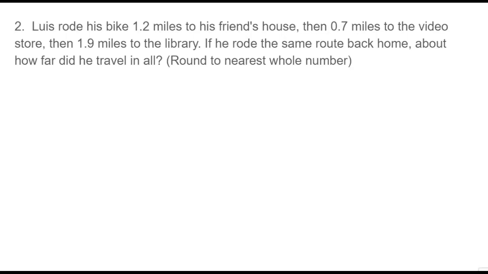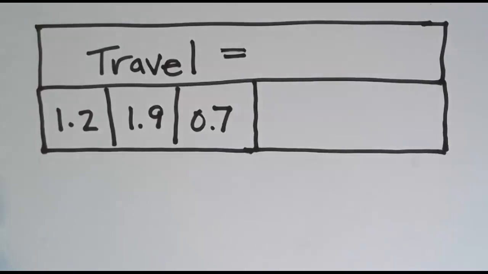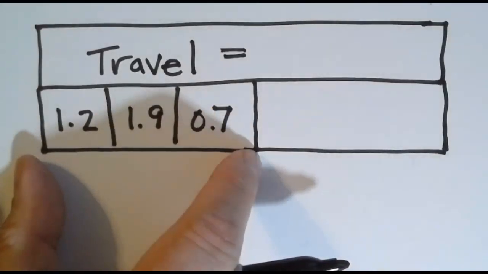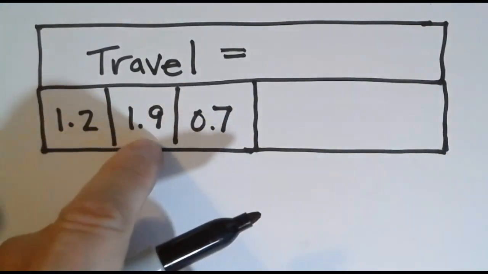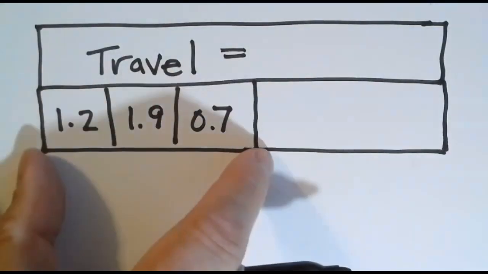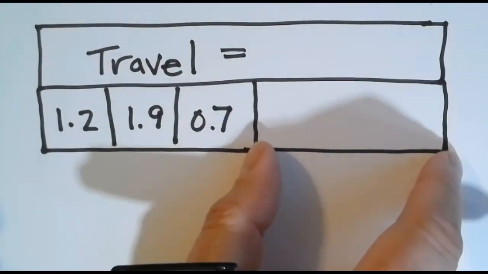Question number 2. Lewis rode his bike 1.2 miles to his friend's house, then 0.7 miles to the video store, then 1.9 miles to the library. If he rode the same route back home, about how far did he travel in all? So as we look at this problem, I see that it is made up of 2 parts. One part being his travel to the library, which took him to a friend's house, the video store, and then the library, and then he followed the exact same path home. So whatever this is going to be the same amount.